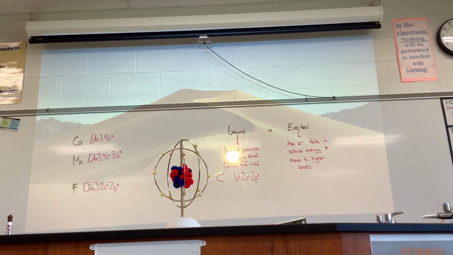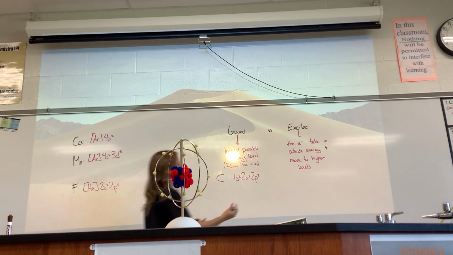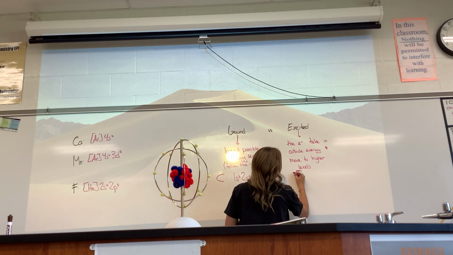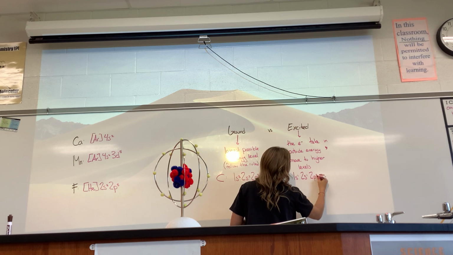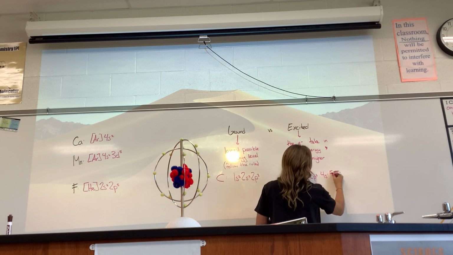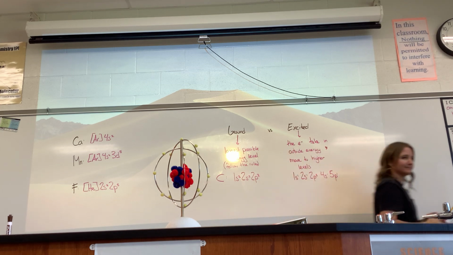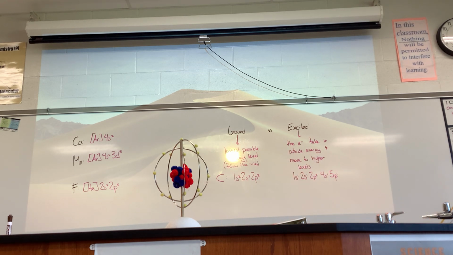So if our little model could do this, I'd put energy into it and we'd see the little yellow ones jump up to the other rings that aren't even modeled but are there. Okay, so for carbon, an excited state could look like 1s1, 2s1, 2p2, 4s1, let's go crazy, 5p1. Right, like they just start jumping up.